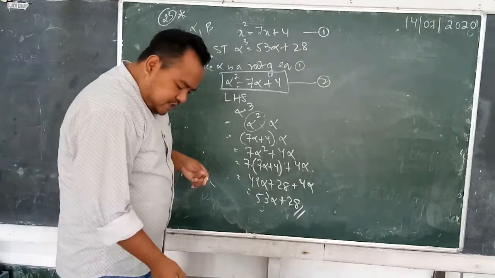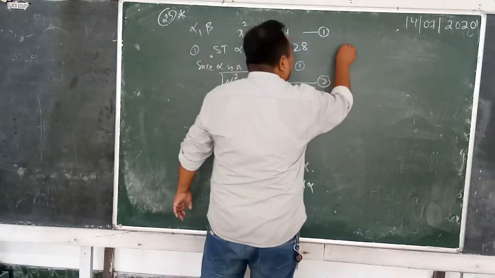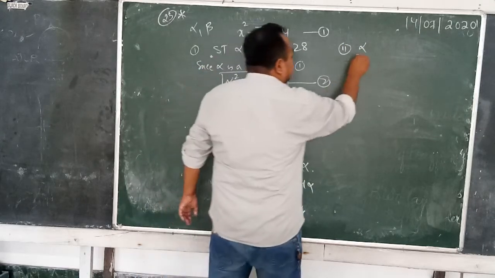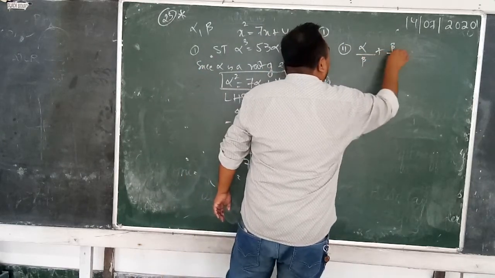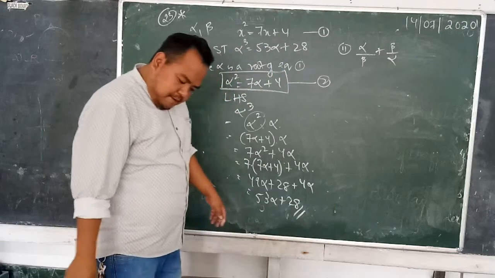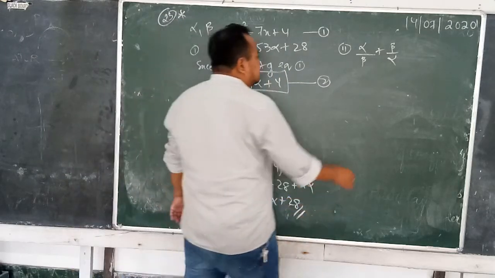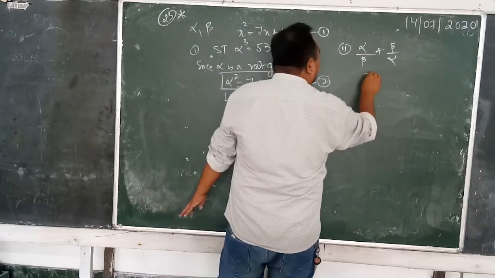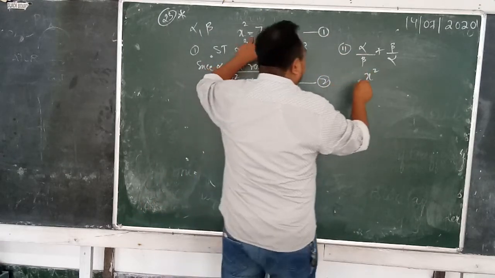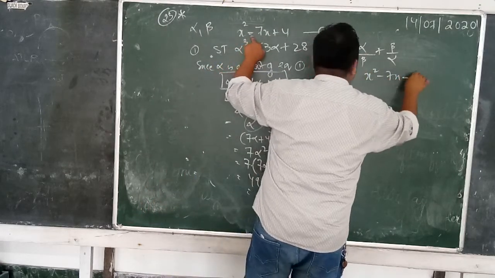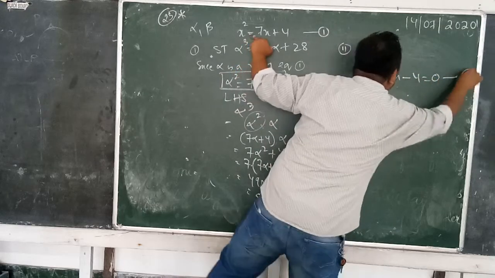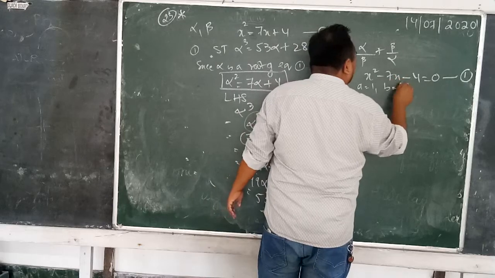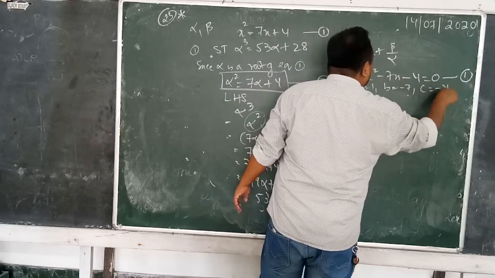Now look at the second part. I want you to do this on your own. I have to find the value of alpha by beta plus beta by alpha. How are you going to do this? Look at the given equation and write it properly: x square minus 7x minus 4 equal to 0. This is equation number 1. So A is 1, B is minus 7 and C is minus 4.